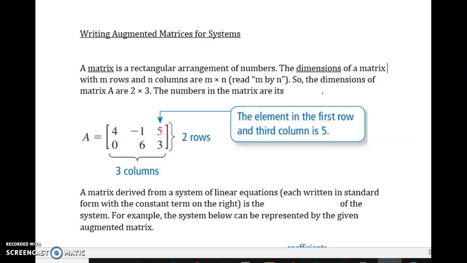The dimensions of a matrix is m by n, or how many rows by how many columns. Rows go left to right, that's your horizontal, and your columns are vertical, straight up and down. So the dimensions of matrix A are 2 by 3. The numbers in the matrix are its elements. That's another important word for you.